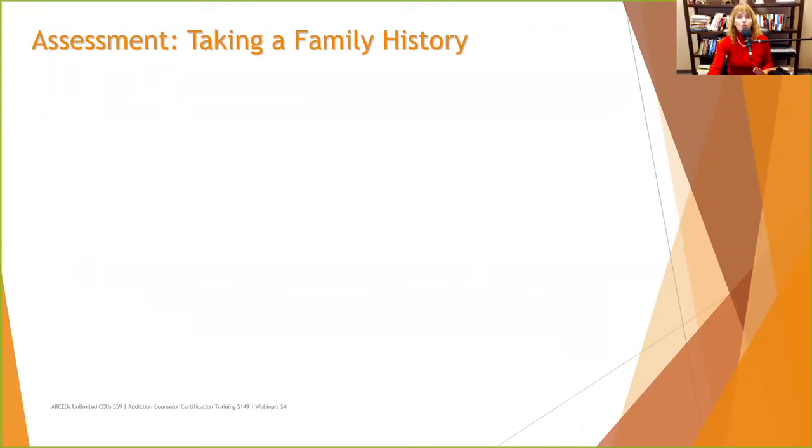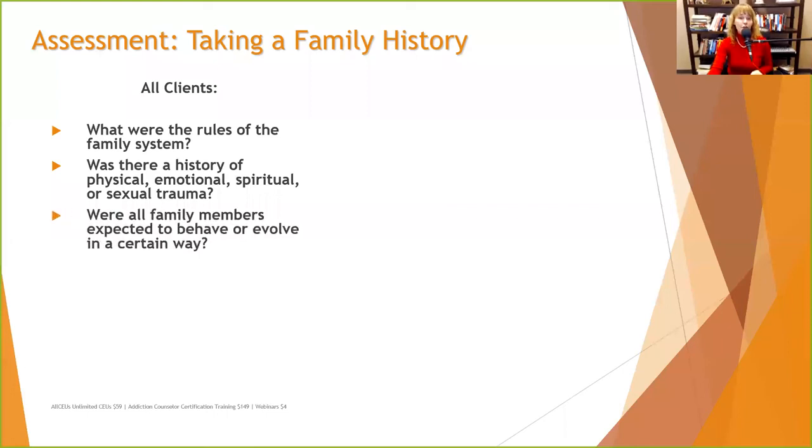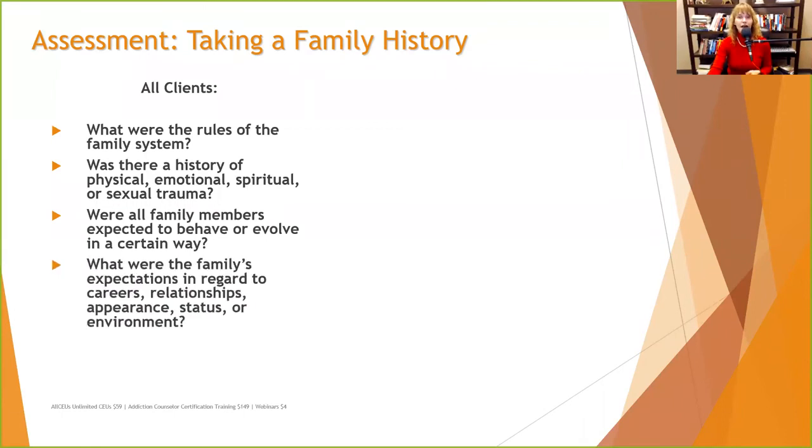Couple more things. When you're taking a family history, when you're working with all clients, you're going to ask, what were the rules of the family system? Was there a history of physical, emotional, sexual, or spiritual trauma? Were all family members expected to evolve or behave in a certain way? And what were the family's expectations in regard to careers, relationships, appearance, status, or environment? Those are normal things that you're going to talk about with every single client, that are probably already on your assessment sheet.